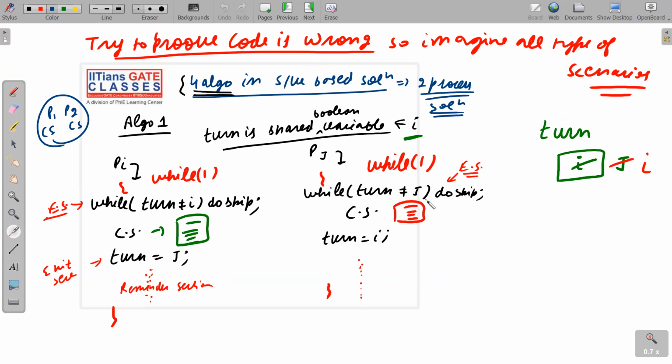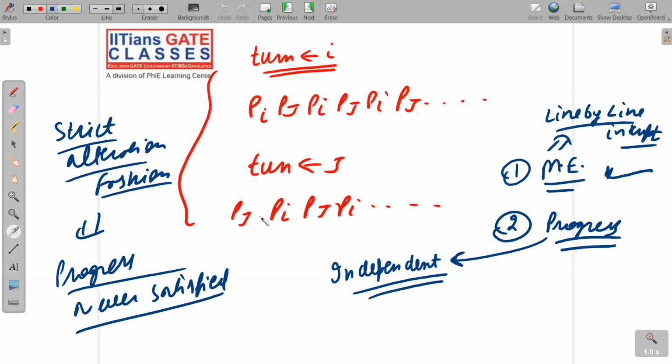The decision about who will enter the critical section next must be made considering only those processes who want to enter into the critical section. Yes, that was the problem. So progress will never be satisfied.